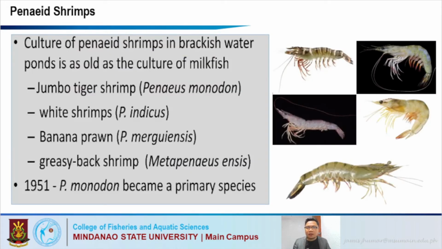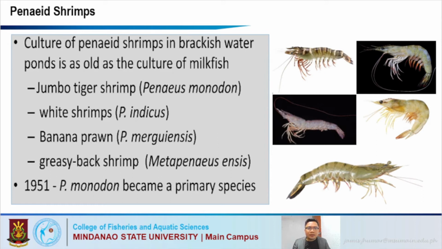And we have here the crustaceans, no? The culture of penaeid shrimps in brackish water ponds is as old as the culture of milkfish. It started way back in 1951. Among the cultured penaeid shrimps are Penaeus monodon, or the jumbo tiger shrimp or the black tiger shrimp, as the others call it. And we have Penaeus indicus, or the white shrimp, and banana prawns, Penaeus merguiensis, as well as the greasyback shrimp, or Metapenaeus ensis.